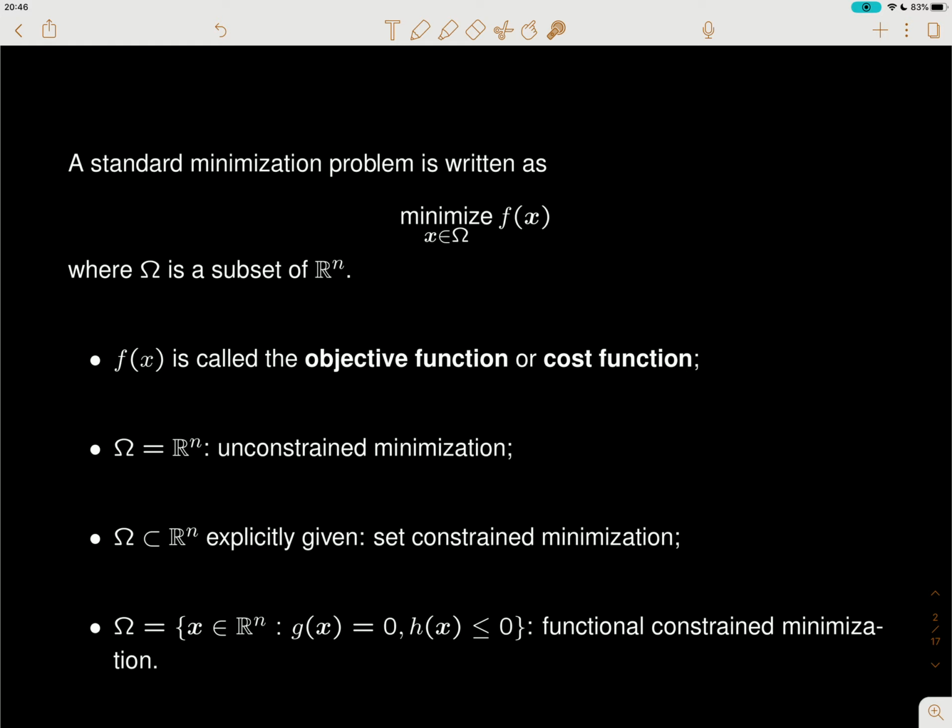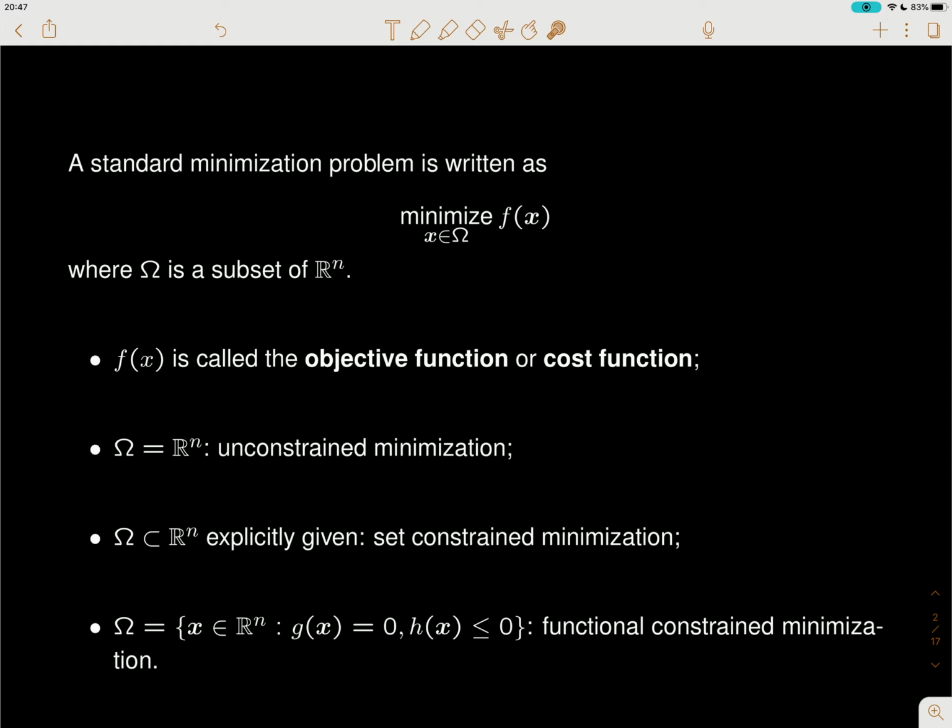Okay, and in the most general case, this omega could be specified by some other functions, like in this last case. Your omega is a set of points x, where g of x equals 0, and h of x is less than or equal to 0. These are the constraints that are given. You could be given some other types of constraints, but these two are the most common.